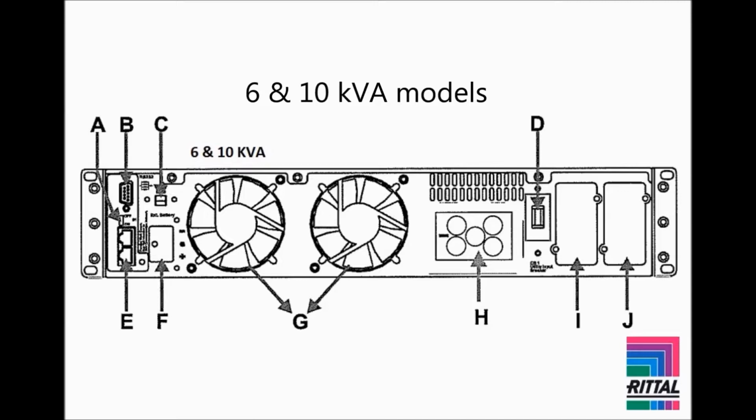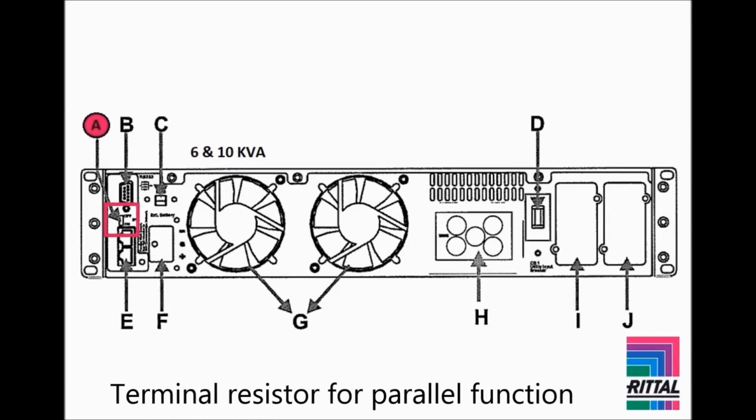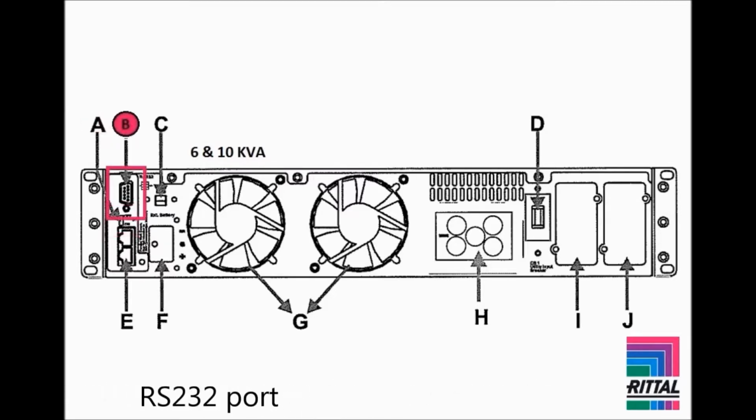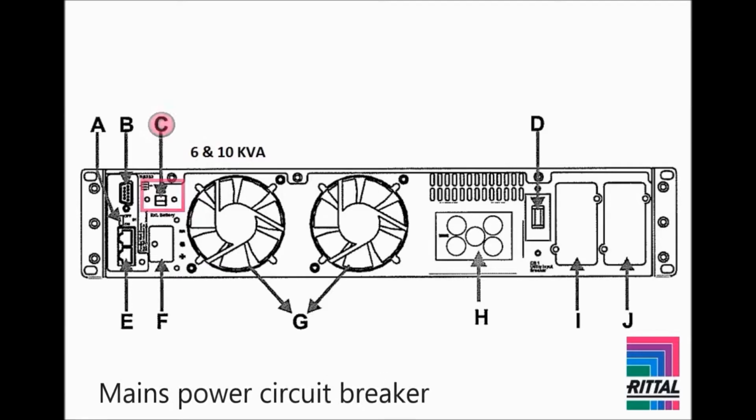The rear panels of the 6 and 10 kVA models are identical. You find a terminal resistor used for paralleling PMC-12 units. The communication port provides a true RS-232 serial interface, which can be used with the free software to remotely monitor power and UPS status. There is an emergency power-off port.